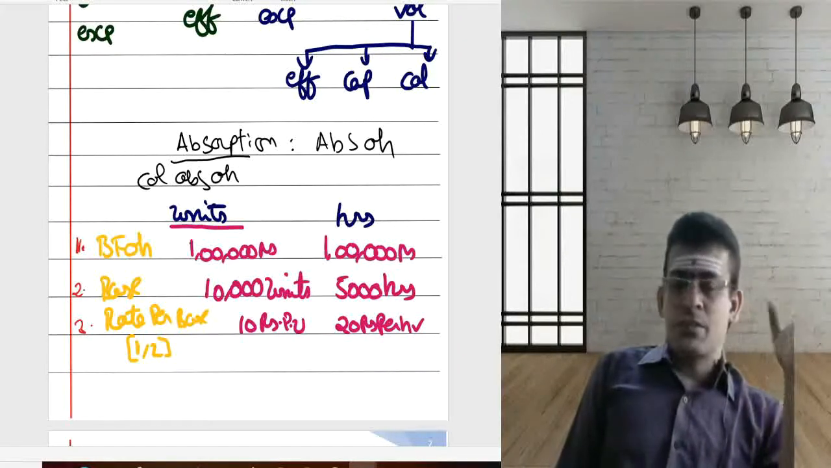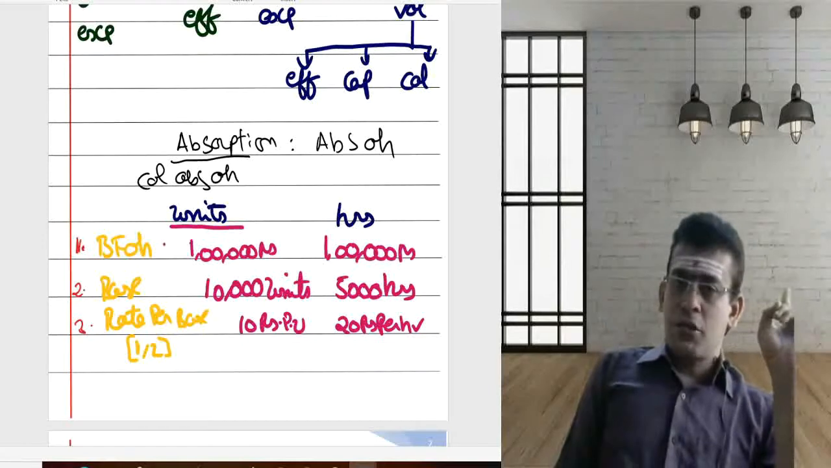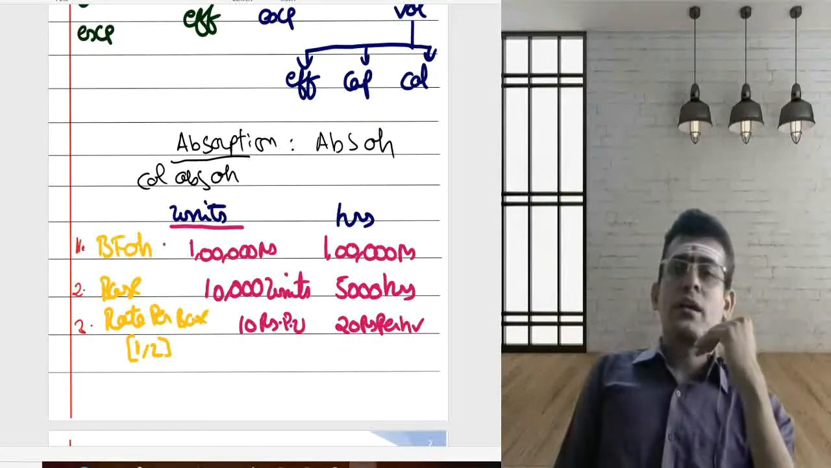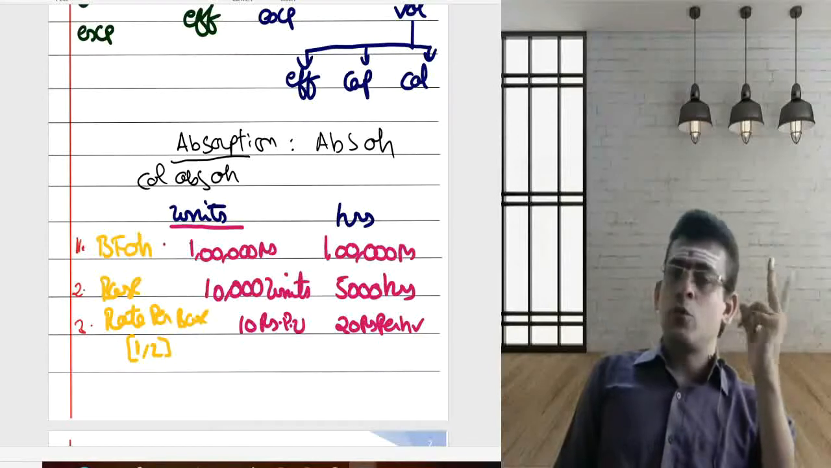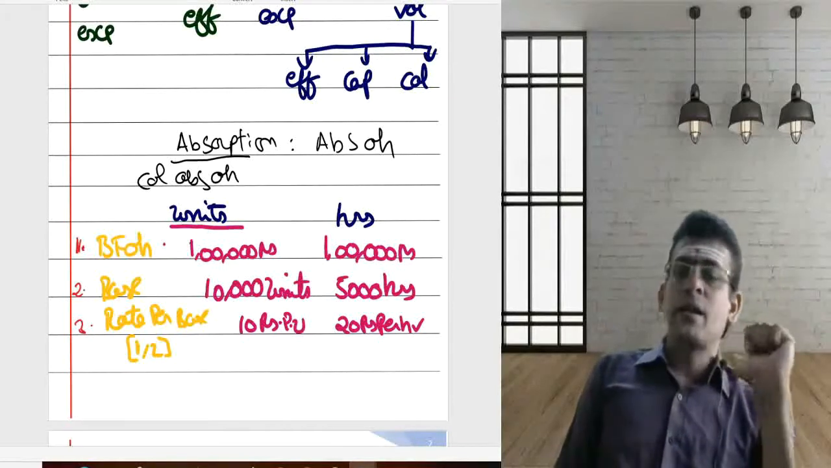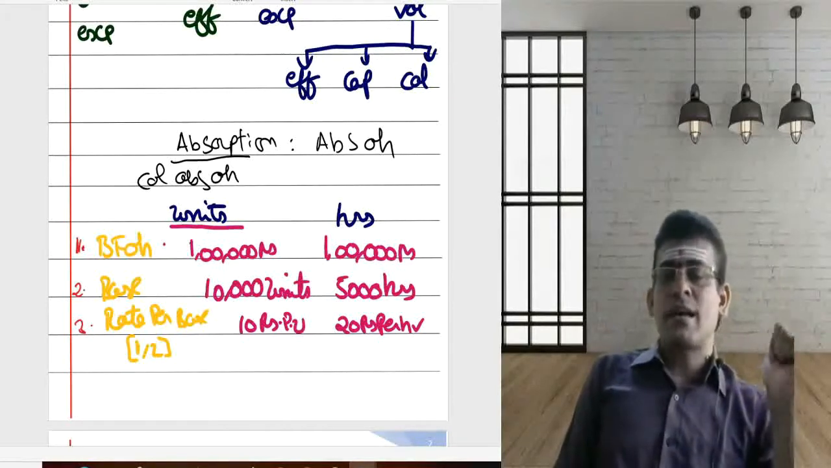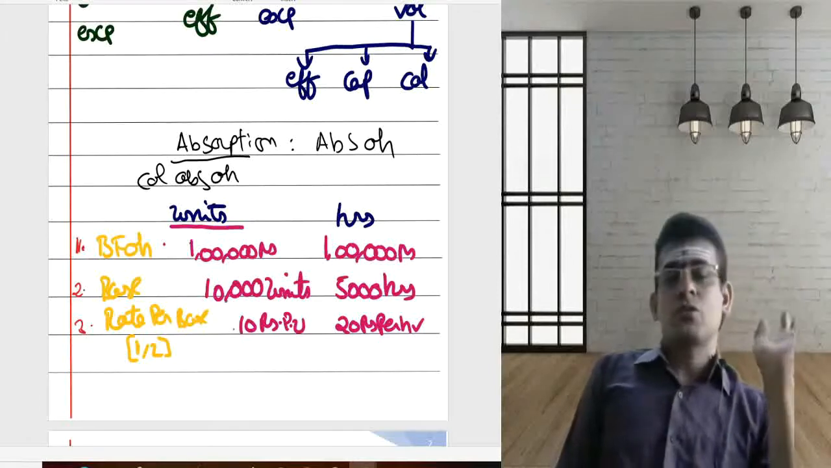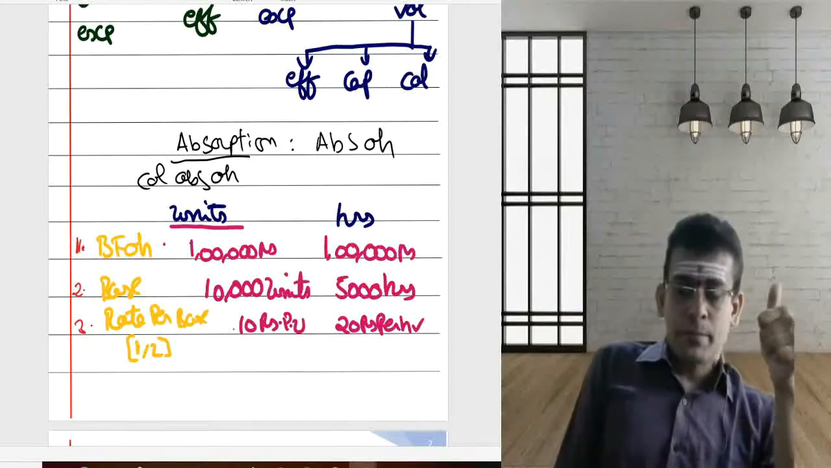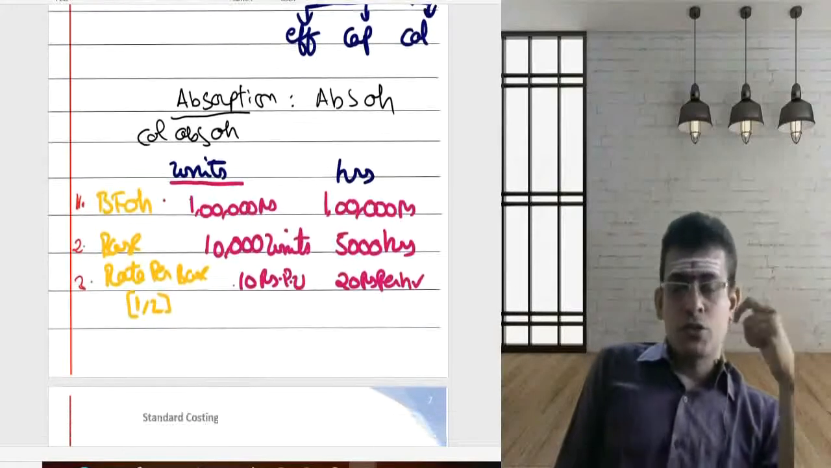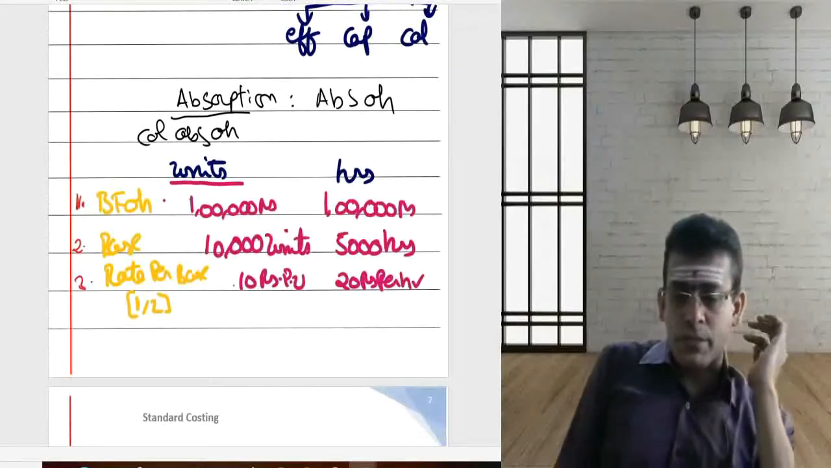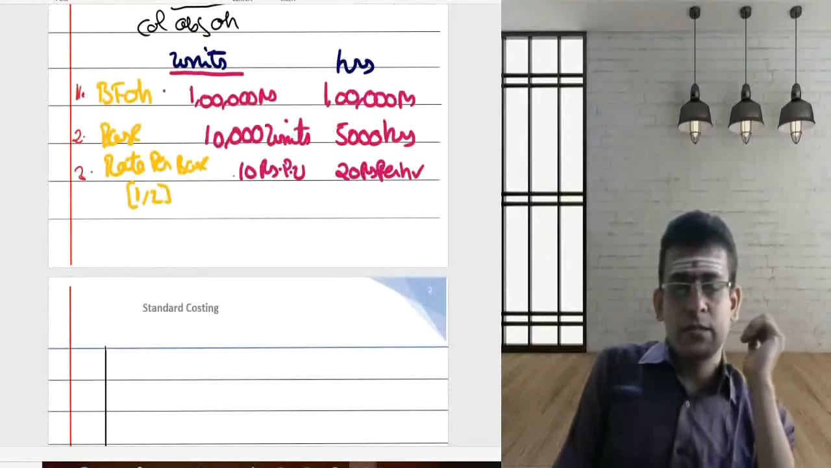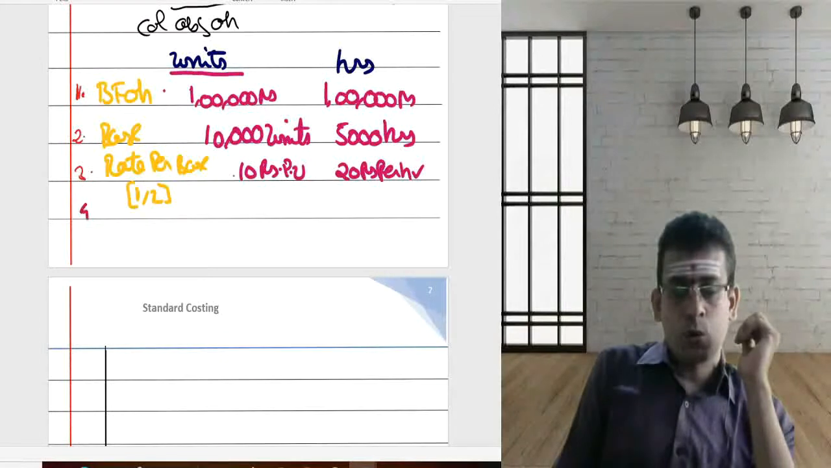So that's your strategy. Generally, budget overheads will be given, and the base will be given. If budget overheads is not given, then the problem will clearly give you your base and rate per base. Then what will I do? Reverse calculation. I need to multiply this with this and get my budget fixed cost. That's your third step. Then the fourth step. We need to go to the fourth step. Let us see what it is.